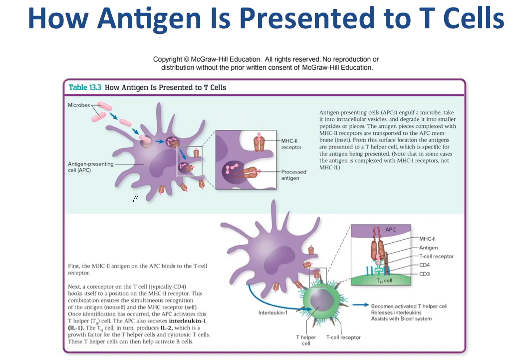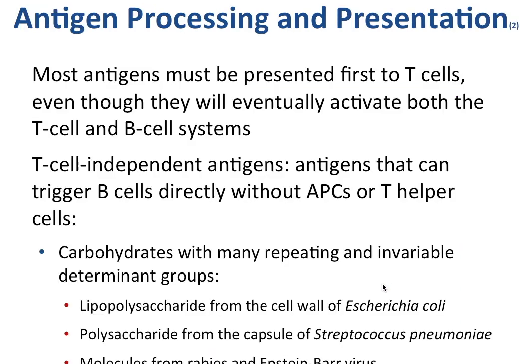Here we can see the macrophage can engulf the pathogens and then digest them to make small pieces of antigen, and then deliver this antigen to the T cells. Most antigen will be presented to the T cells. Then the T cells can use this antigen information for differentiation or to activate the other cells or the B cells.